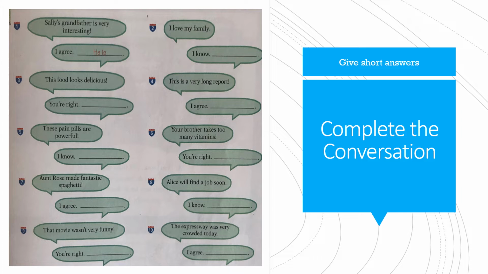1. Sally's grandfather is very interesting. I agree. He is. The short answer, he is, is used in this conversation. We use he because we are talking about Sally's grandfather. A grandfather is a male, so we use the word he. Continue with conversations 2 through 10. Use a short answer in the blank space.